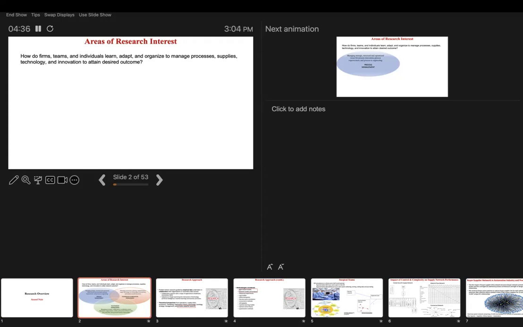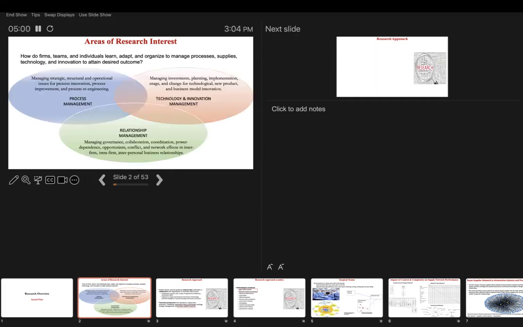And mainly because I'm in operations and supply chain management, I start looking at things like processes. How do they organize and adapt processes that might be necessary? How do they adapt supplies? Because supply chain is one of the areas that I focus on. So what happens when you are dealing with suppliers, distributors? How do you manage that? Technology and innovation. So that's at a very high level, that research question.